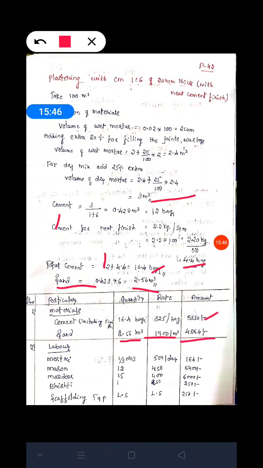Then we shall move on to the labors. For labors we have Mestri, Mason, Mazdoor and Bistier, and scaffolding, that is tools and plants. Here the Mestri is nothing but a head mason, we may get around 1/3 here, and Mason is around 12 and Mazdoor is around 15 and Bisti is one number. Scaffolding is a lump sum.